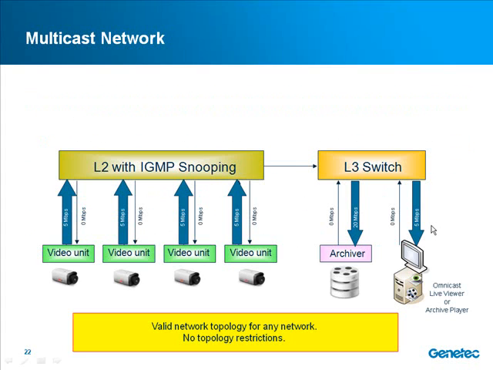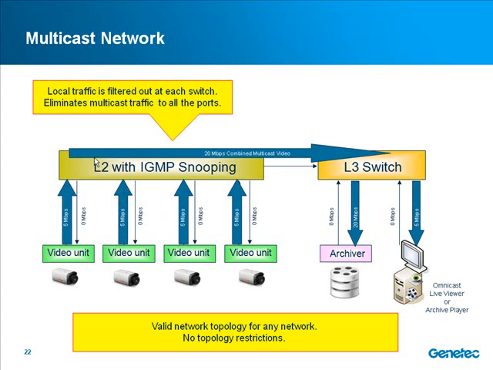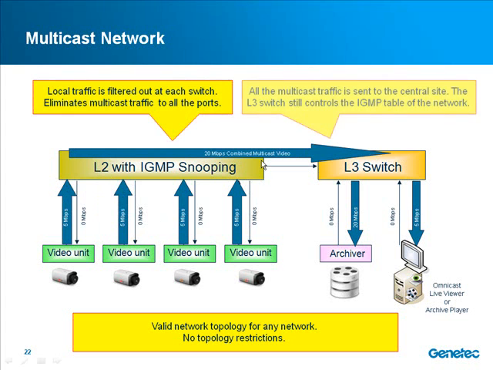So if we take a look at a network topology diagram, including the switches, we can see the streams going from the video units up to the edge switch, which supports IGMP snooping. The local traffic is filtered out, so only the total video traffic is sent over to the core switch, which supports IGMP querying. The core sends the video to the archiver, as well as sending any video streams requested by any of the clients.